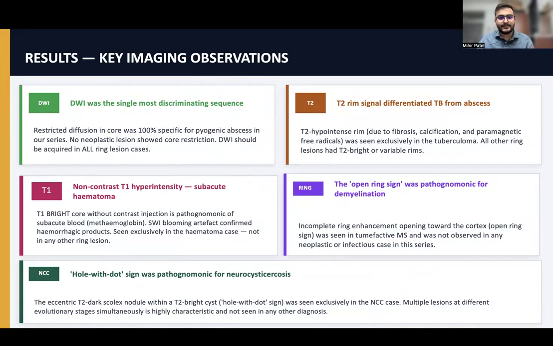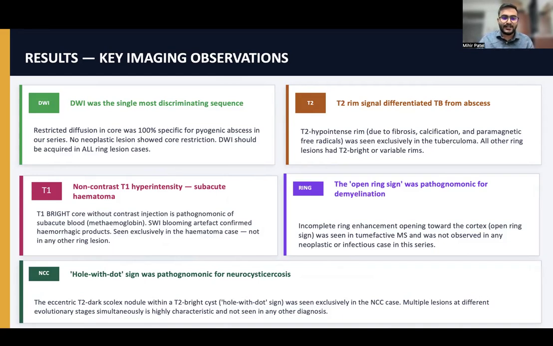Non-contrast T1 hyperintensity: subacute hematoma. T1 bright core without contrast injection is pathognomonic of subacute blood due to methemoglobin. SWI blooming artifact confirmed hemorrhagic products. The open ring sign was pathognomonic for demyelination. The incomplete ring enhancement opening towards the cortex was seen in tumefactive MS and was not observed in any neoplastic or infectious case in this series.